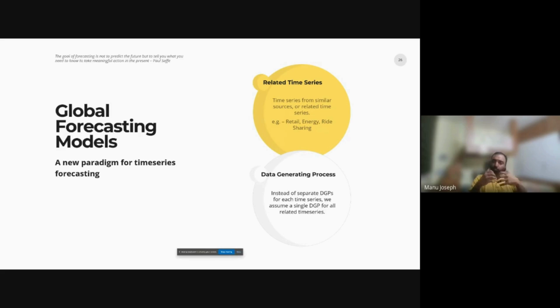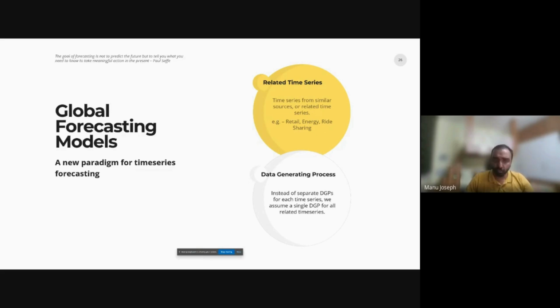And global forecasting models do exactly that. In that paradigm, we consider that all the time series are coming from a single DGP, and because of that assumption, we can now train a single model to forecast all these time series. So if you were using 100 models earlier for 100 time series, we can use a single model for all these 100 time series.